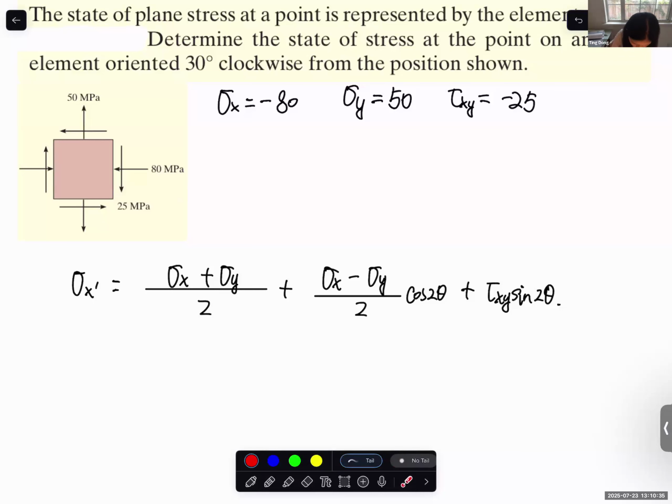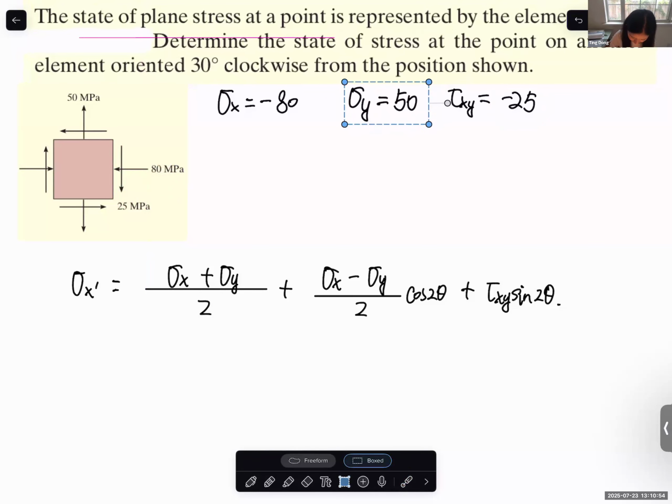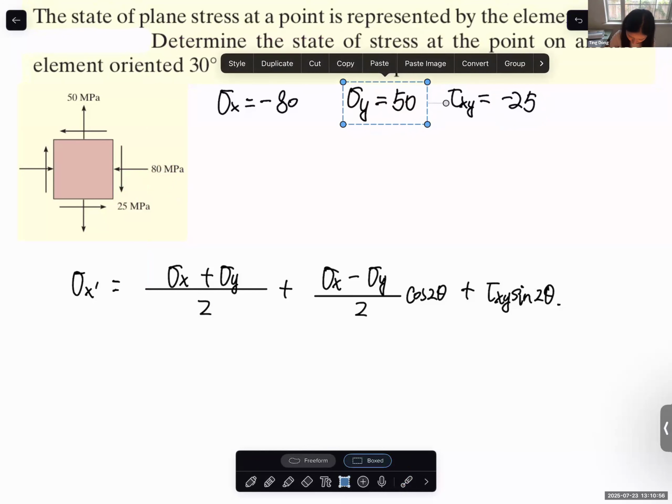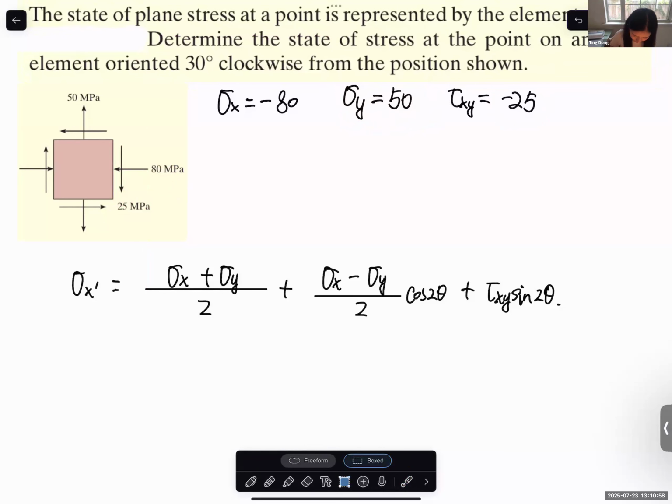Let's explain one more time. This component is on the positive x plane in the negative y direction. Positive, negative, so it should be negative. And of course, I forgot to put the unit, so it's megapascal. Well, I'll put it later. And also to plug into the equation, we also need to know theta. What is theta?